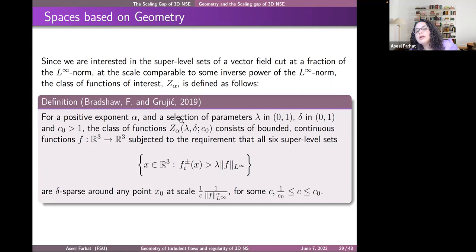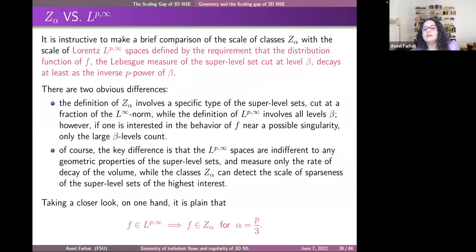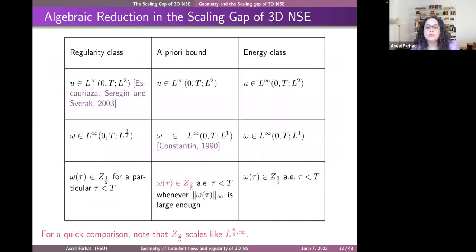So in our language, our criteria sits in the class Z^{1/2}. And just for a quick comparison, you can easily prove all of what's written on these slides. These Z^α classes are basically a parent class for the Lorentz class L^{p,∞}. The relationship is, if you take L^{p,∞}, you can easily show that you are automatically in Z^α with α being p/3. So, just to put everything we have and we need on one table.